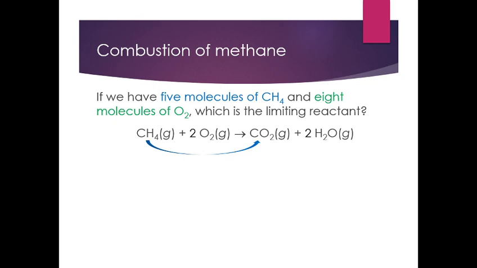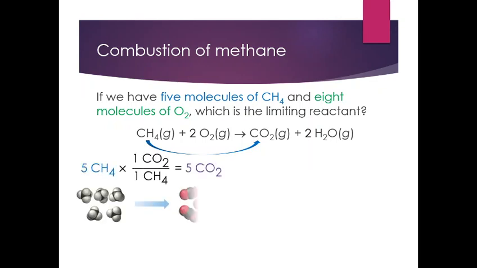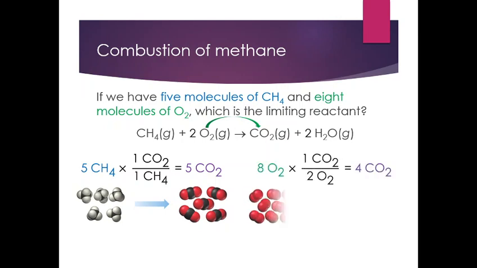First thing we're going to look at is converting our CH4s into our CO2s. Using the balanced chemical equation, if we have 5 molecules of CH4 and it's a 1-to-1 relationship between CH4 and CO2, we know that we better end up with 5 CO2s, potentially. Do the same thing with our O2s. Convert our O2s into CO2s, and according to the balanced chemical equation, the relationship is 2 O2s for every 1 CO2. So if we have 8 O2s, we can potentially create 4 CO2s.